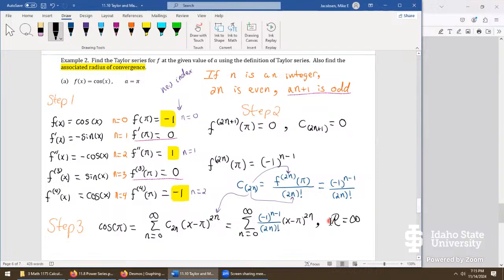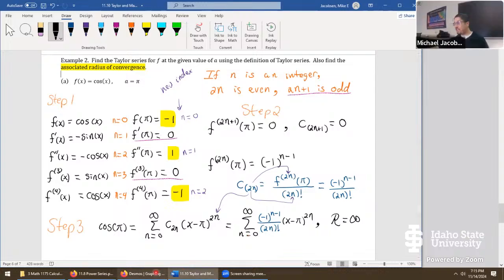Not much of a question, but more of an observation. Each term of this will model closer and closer the function cosine of x starting at pi. Yeah, absolutely. I'm glad you mentioned that.